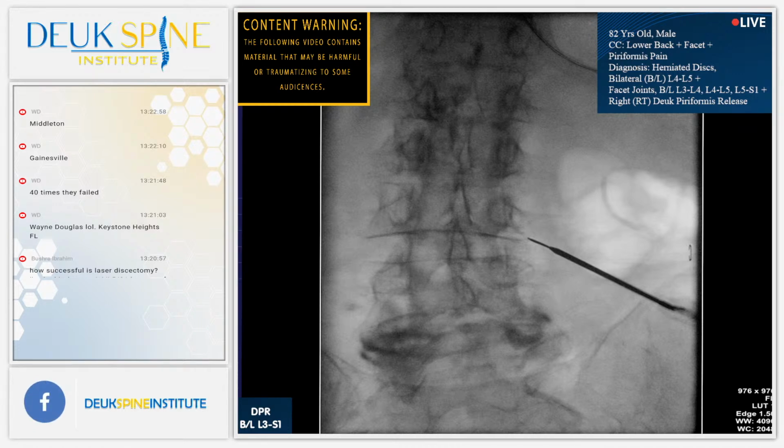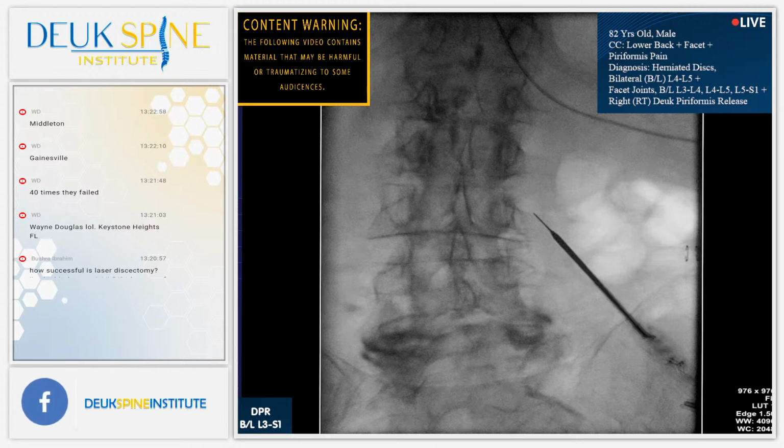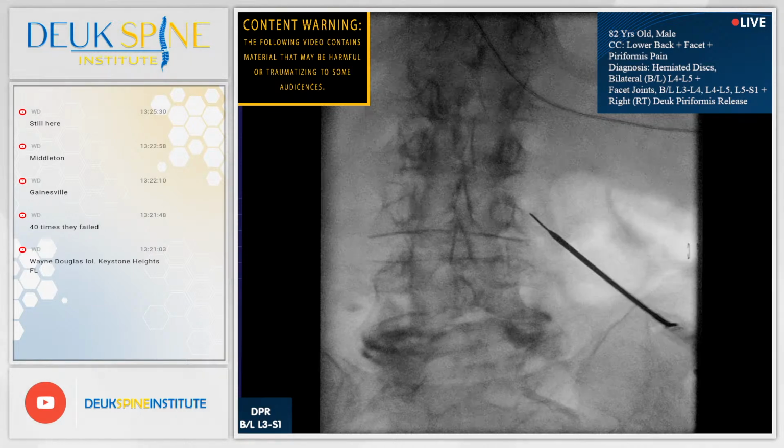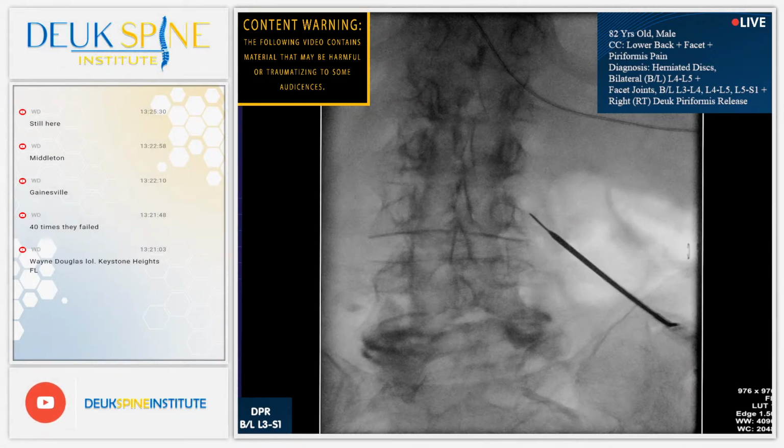And now we're fixing his facet pain. So I've got to deaden the pain nerves here in his back, and that's what I'm doing right now. Any questions, feel free to ask. But Henry, go ahead and show our audience. That's the perfect position of our probe, by the way. Doesn't get any better than that.